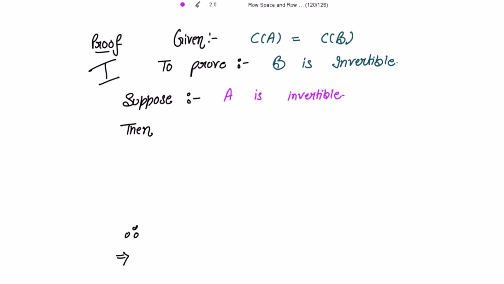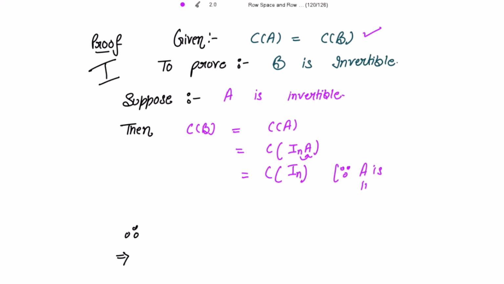It is given to us that C(A) is equal to C(B). So let's take this C(B), that is equal to C(A). Because A is invertible, I can write this as C(I_n A), where I_n is an identity matrix of order n, which is equal to the column space of the matrix which is multiplied with the non-singular matrix. Reason: A is invertible.